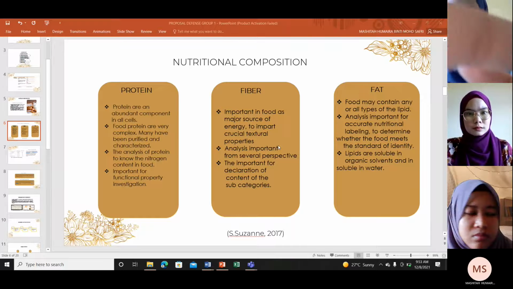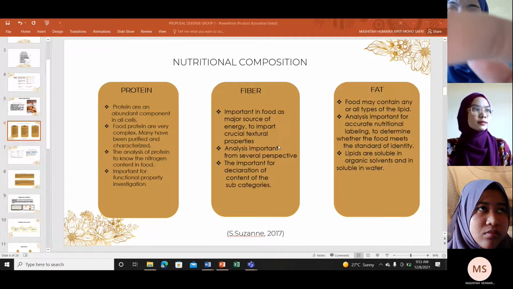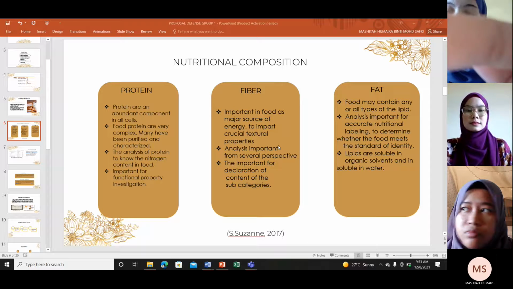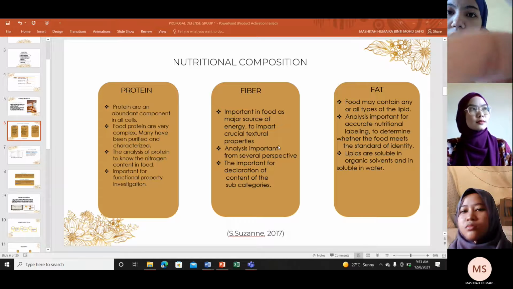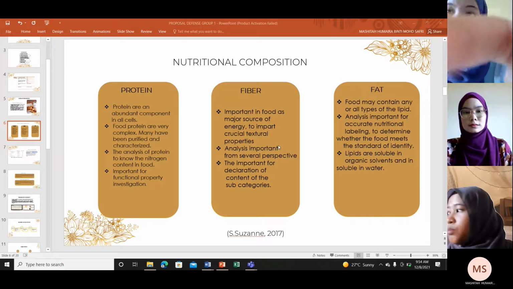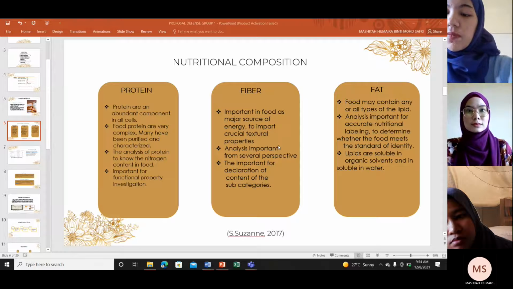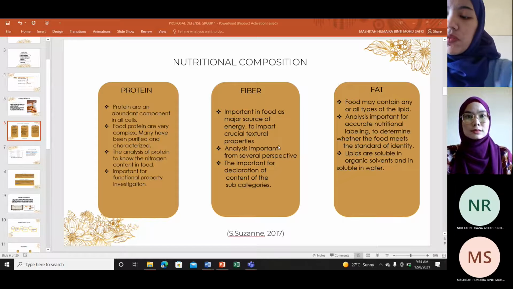Okay, next for the fiber. It is an important source of energy and imparts crucial texture properties which contribute to overall health. The analysis is important from several perspectives, such as qualitative analysis and quantitative analysis. It is also important for declaration of the content of the subcategories, which are soluble fiber and insoluble fiber.